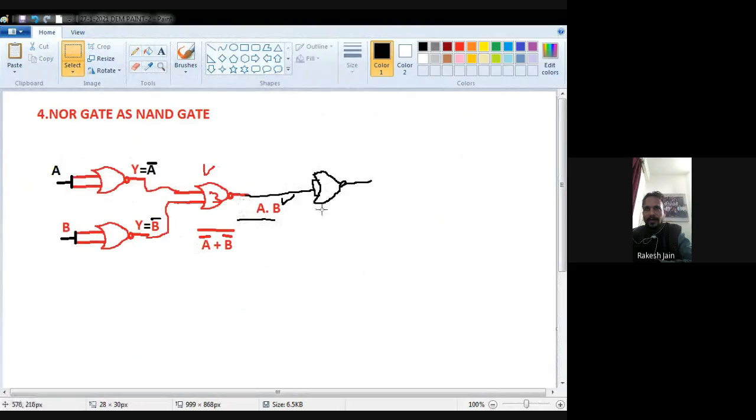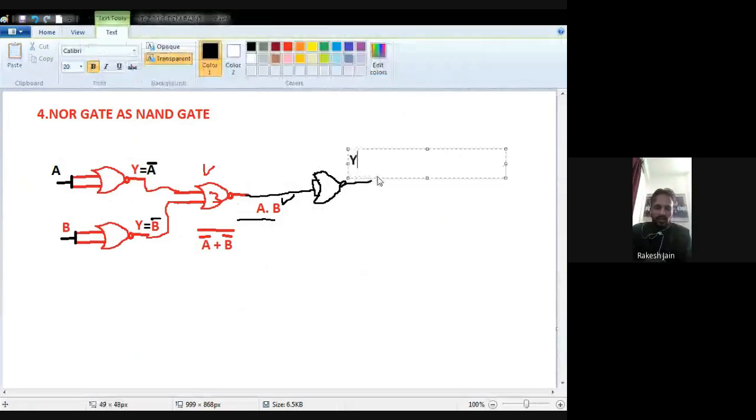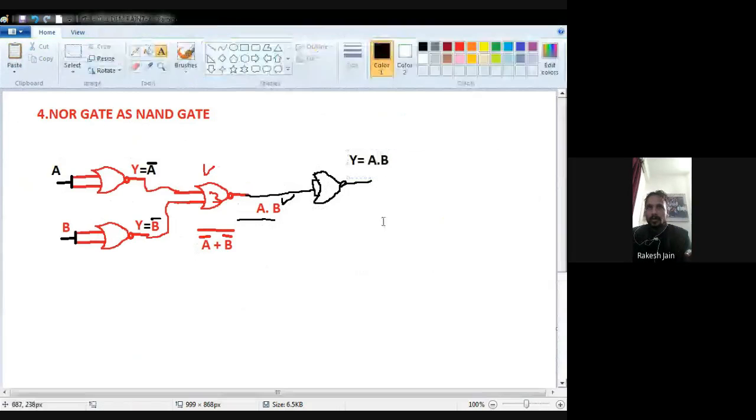This is not your output actually. I remove this one because we have already proved that here the equation is A dot B. Now if I put this A dot B, the output of an AND gate here, to the fourth NOR gate which behaves as a NOT gate, then the output will be complement of the input. And what is the input? Input is A dot B. So the output is the complement, A dot B having a bar.